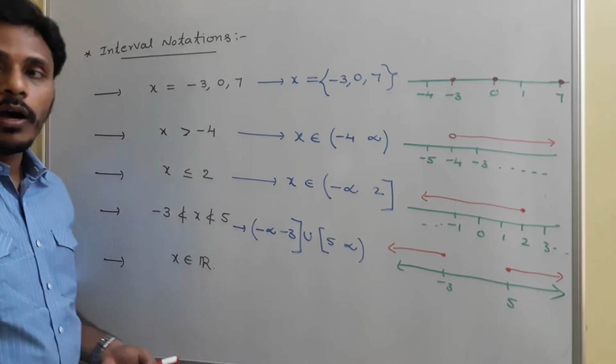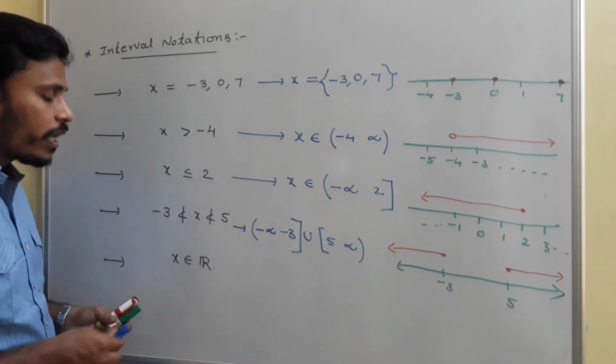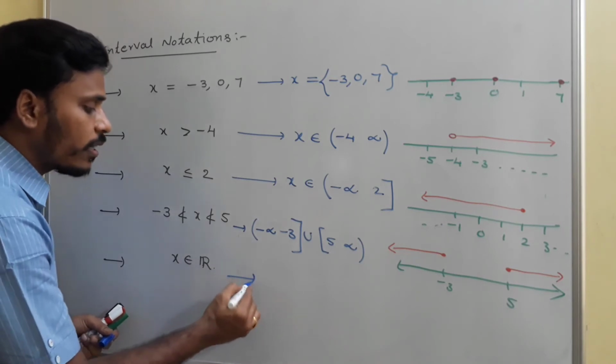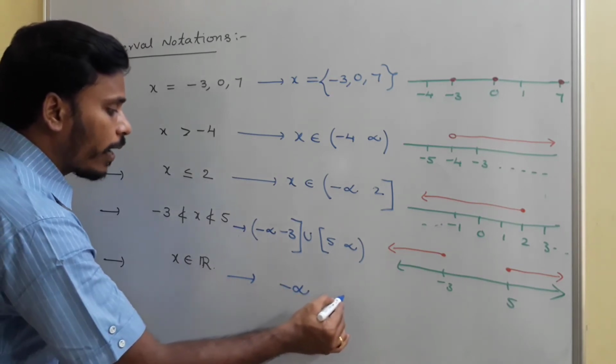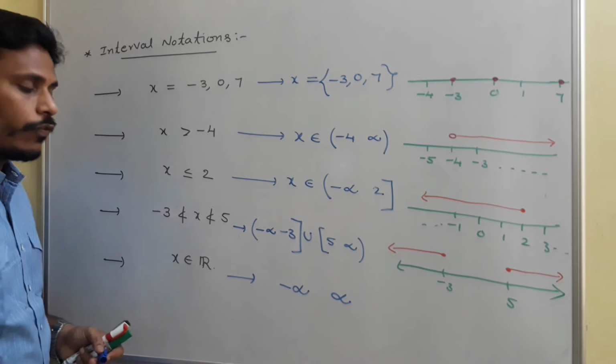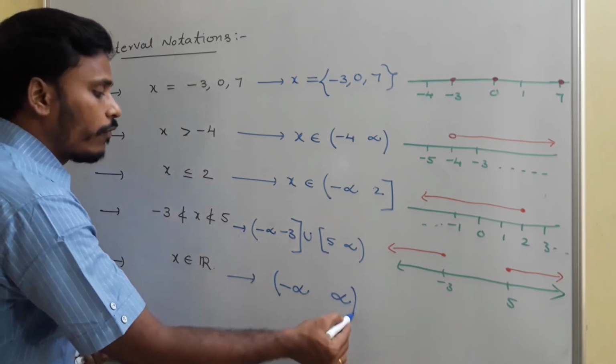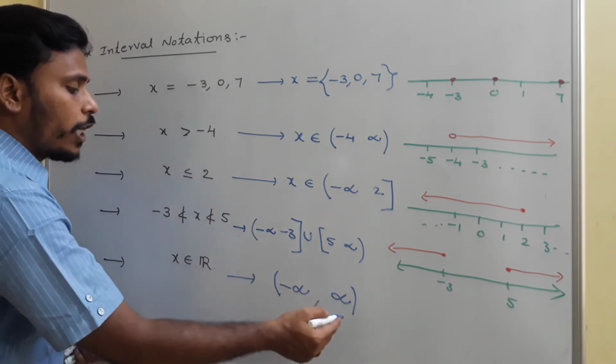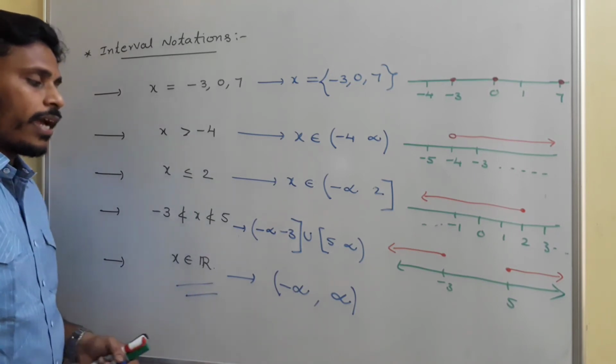And then x belongs to R. X belongs to R means every real number. And what are the real numbers? The real numbers start at minus infinity and go on to infinity. So minus infinity to infinity, with open brackets, just represents x belongs to R.